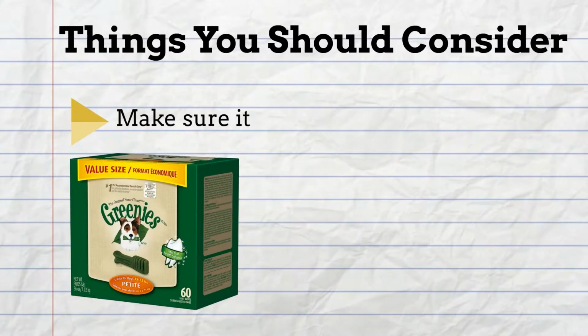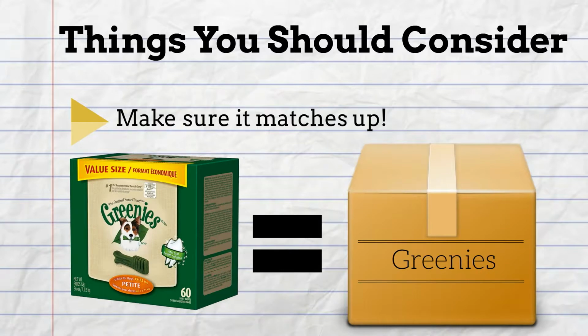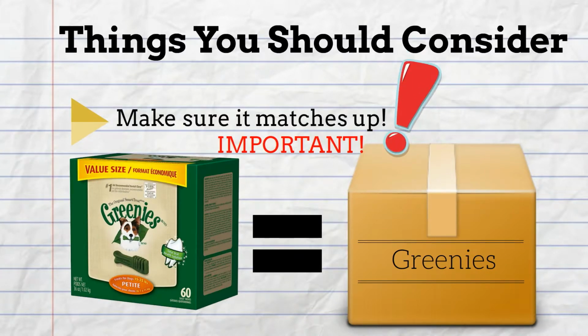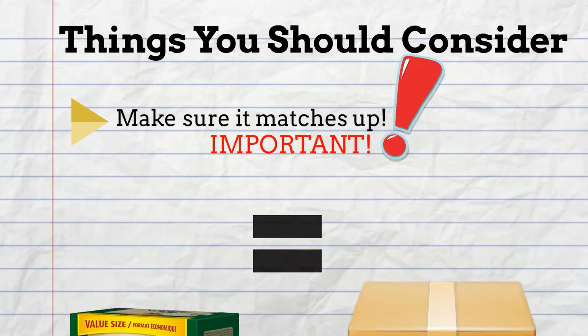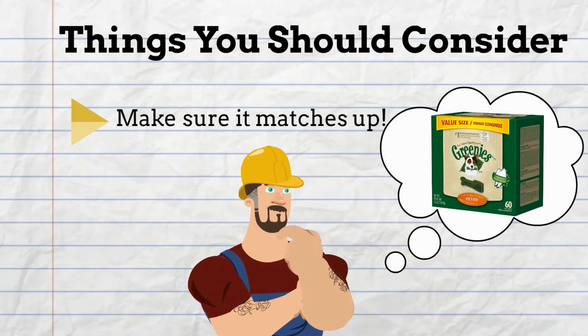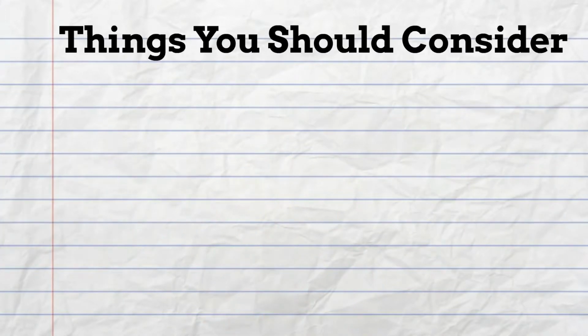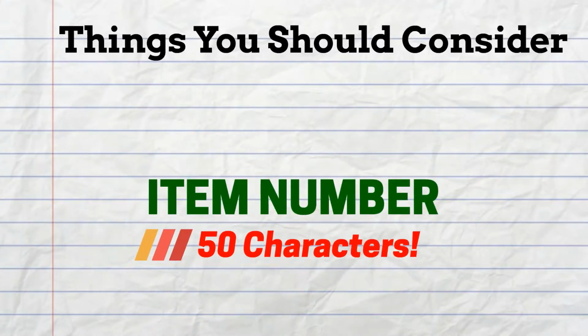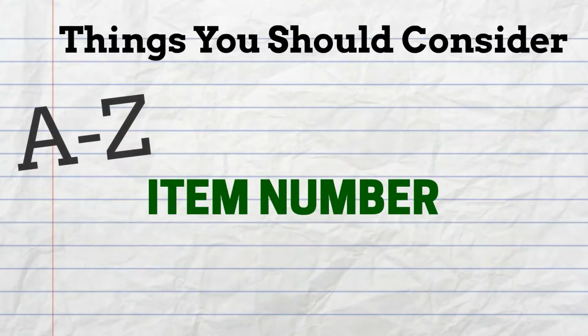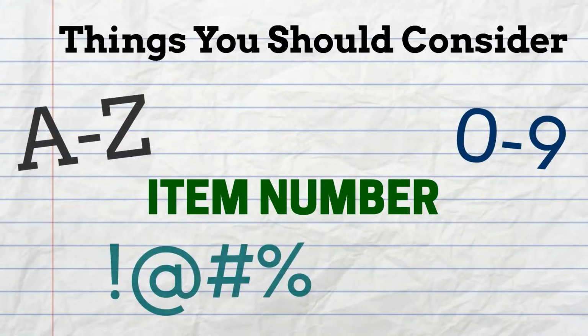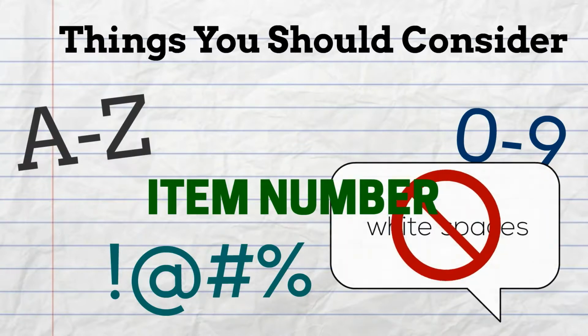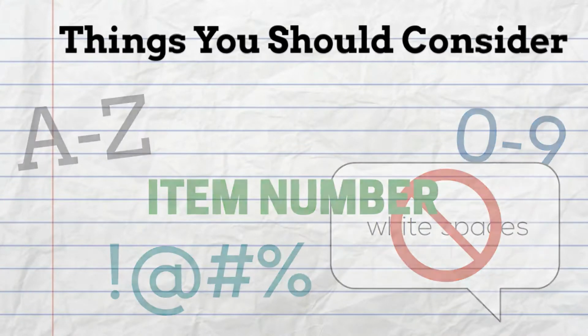Next, the product number must match the carton marking printed outside the box by your manufacturer. It is very important that you name your item number to match the carton marking printed. Doing so ensures your warehouse personnel can quickly locate and pick the correct item. Product number can be up to 50 characters. It can be a combination of alphabetical, numerical, and/or special characters, but sadly it excludes white spaces.